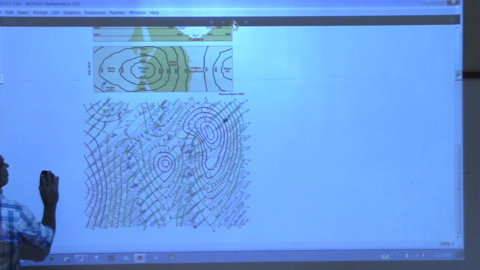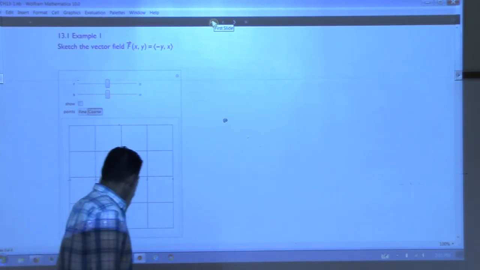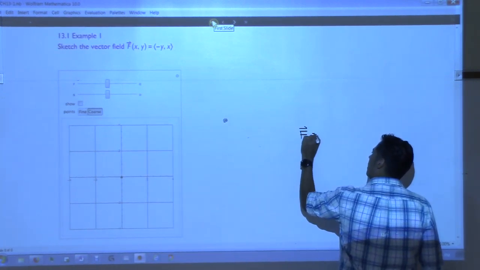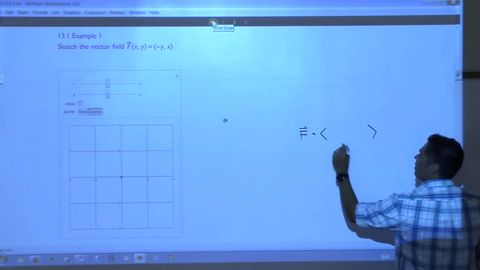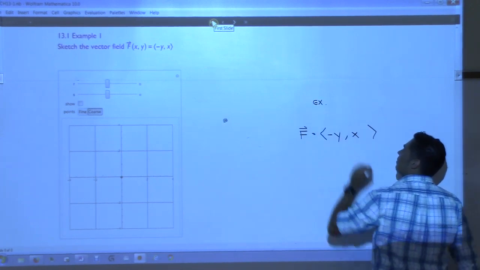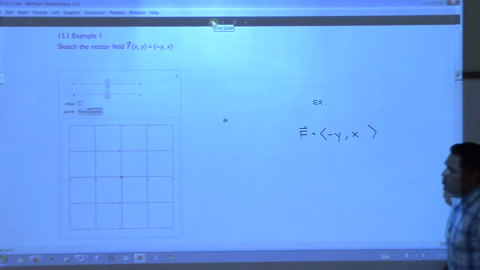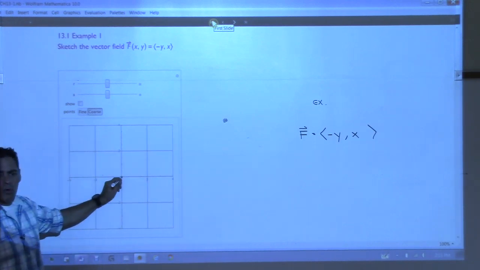But in general, a vector field is pretty much anything we want it to be. Here's an example of a vector field up here. The vector field is written capital F, with any two functions. This is a specific example of a two-dimensional vector field: F = ⟨-y, x⟩. So what would the vector be for this vector field at the origin?